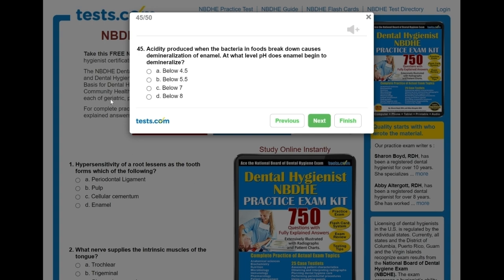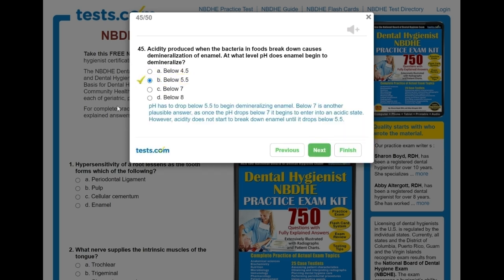Question 45. Acidity produced when the bacteria in foods break down causes demineralization of enamel. At what level pH does enamel begin to demineralize? A. Below 4.5. B. Below 5.5. C. Below 7. D. Below 8.